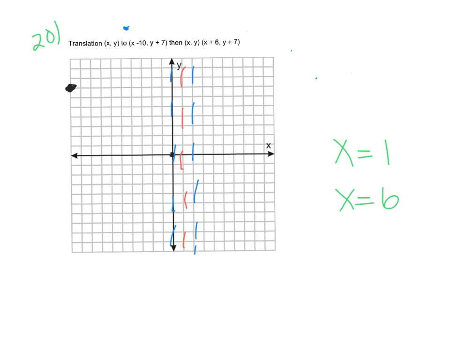Now if I reflect that blue line over x equals 6, x equals 6 is 1, 2, 3, 4, 5, 6. X equals 6 is this guy. So if I reflect that over x equals 6, that's going to jump this guy 1, 2, 3, 4 units over. So I'm going to go 1, 2, 3, 4 units over. It would be over here. So that would reflect that in that direction.